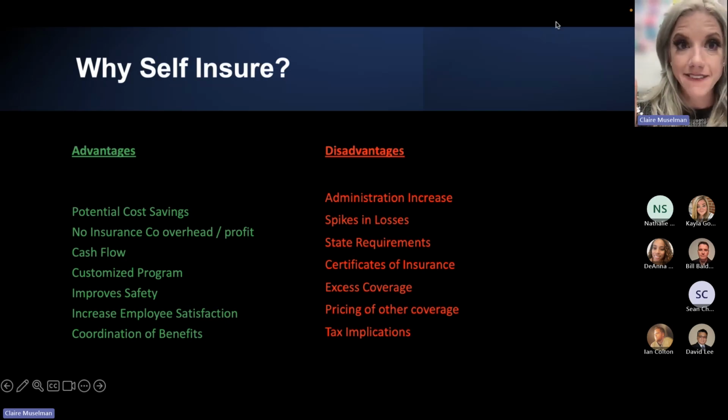And then some of the disadvantages of being self-insured, and again, having either the claims handled internally or utilizing a TPA. There is an increase in administration cost. So there are more state requirements to be able to be self-insured. States do require formal documentation to be able to support that you are self-insured from a workers' compensation standpoint.